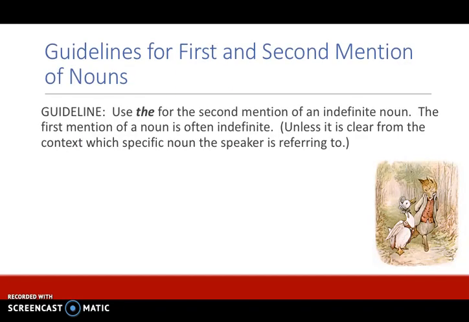Guidelines for first and second mention of nouns. Use the for the second mention of an indefinite noun. The first mention of a noun is often indefinite, that is, unless it is clear from the context which specific noun the speaker is referring to.